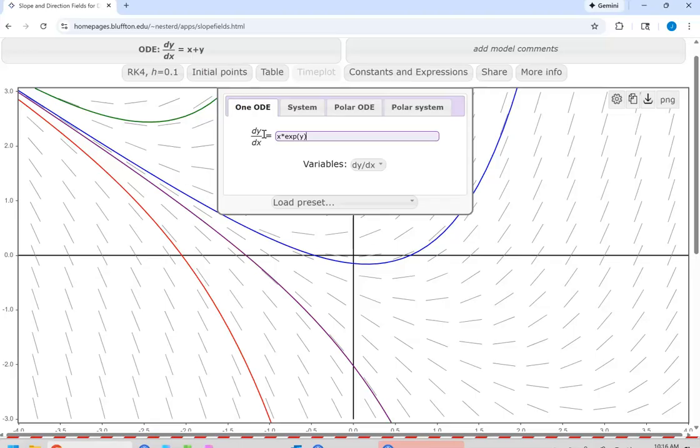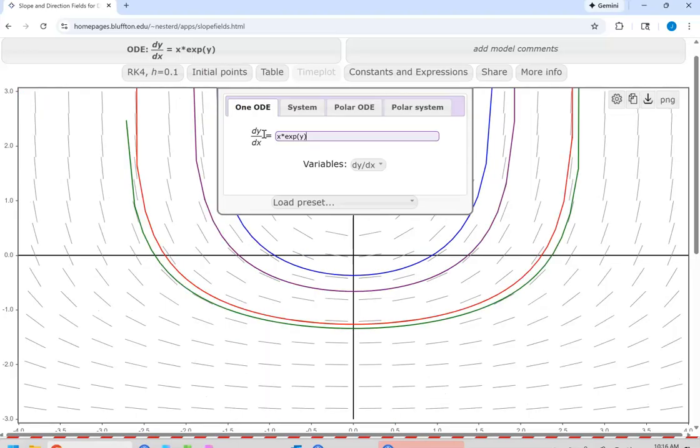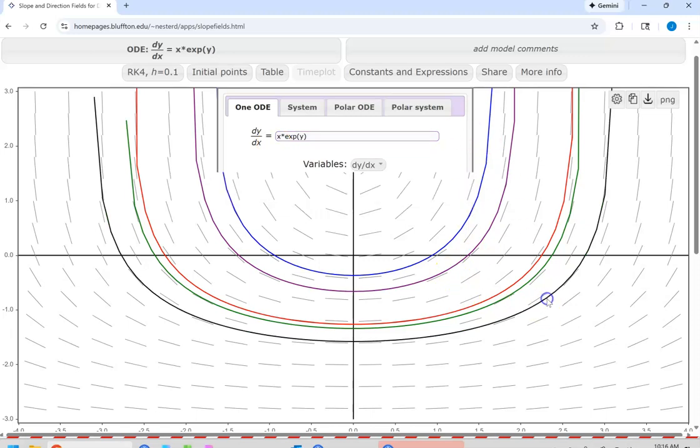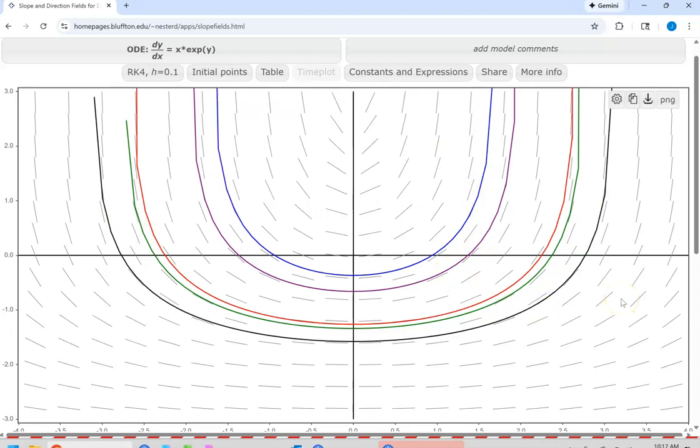So if I hit enter, it kept the solution curves in there. That's exactly what happened, right? Down here, they're flat. As I move up, they get steeper. To the left of the y-axis, they're negative. To the right of the y-axis, they're positive. That's what the slope field looks like.